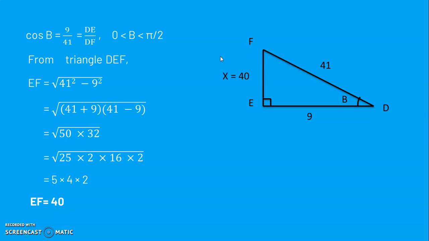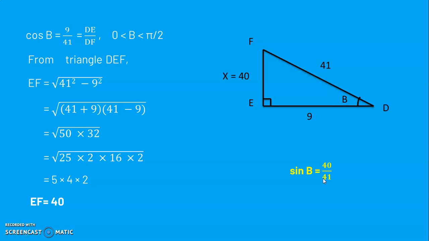So now we have found out the opposite side, so we can get easily the value for sin B. So what is your sin B? Your sin B is the opposite side divided by the hypotenuse, so that is 40 divided by 41. So that's how your value of sin B came. That is your sin B is 40 divided by 41, that is opposite divided by hypotenuse.